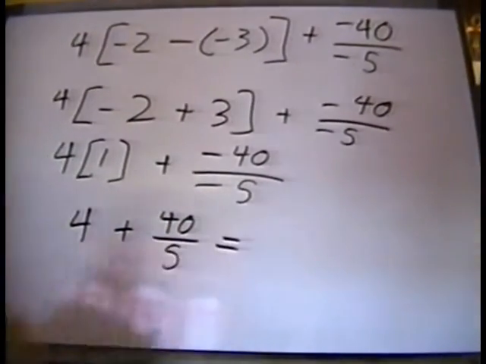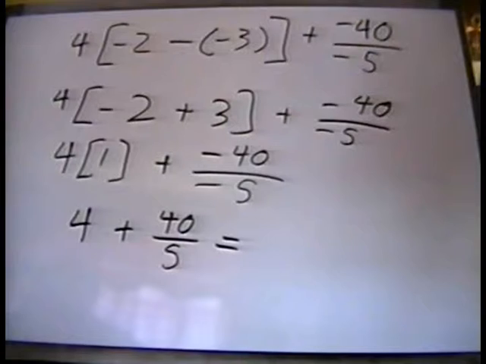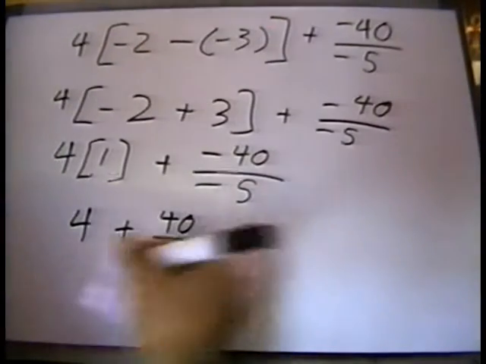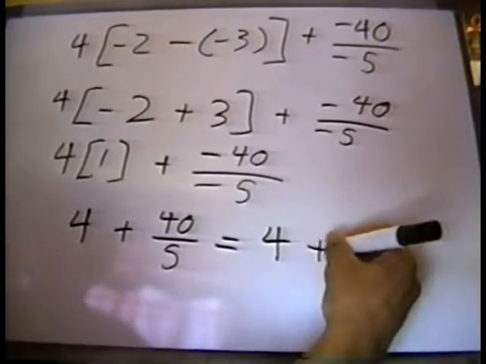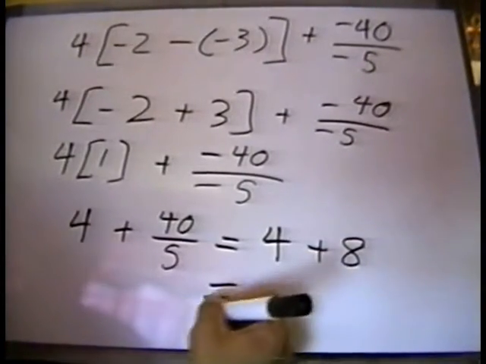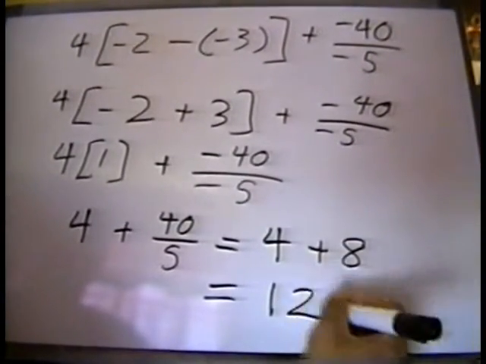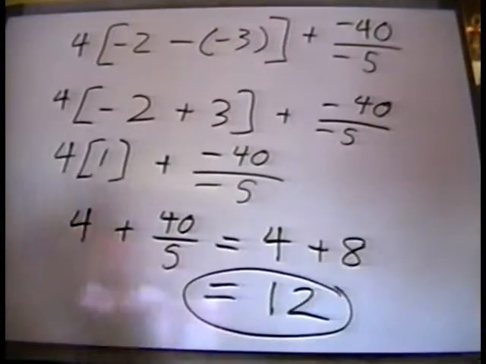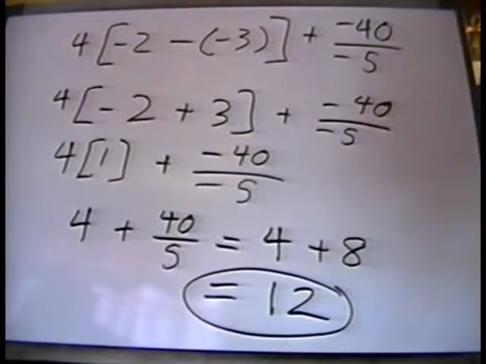Okay? Now what's 40 divided by 5? How many times 5 go into 40? That's 8 times. Okay? 5 goes into 40 8 times. So you get 4 plus 8 equals 12. And there is your answer.